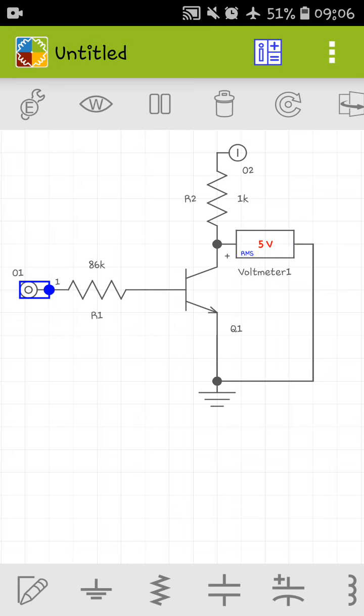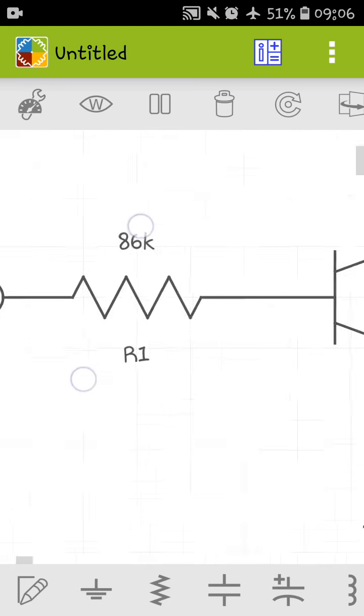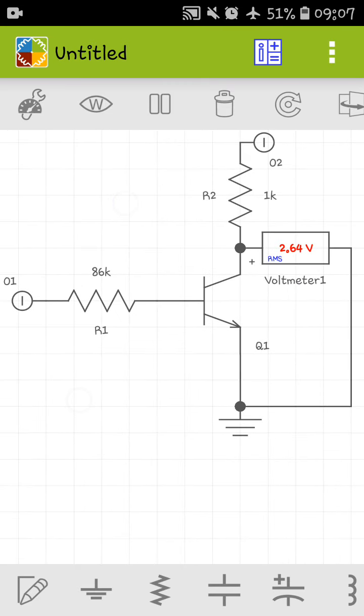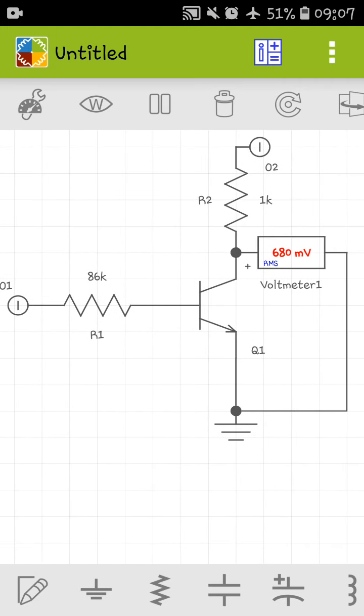Now I will give 5 volts to the input. You can see 1. So if I give 5 volts at input, the output is 0.1 volt, which is low. So when the input is high, the output is low. When the input is low, the output will be high. You can see, this is actually a NOT gate. So let's make it.